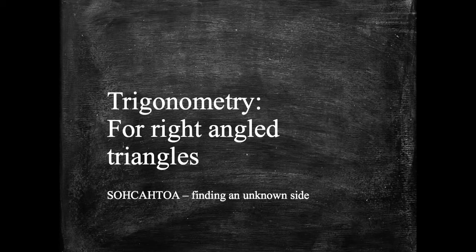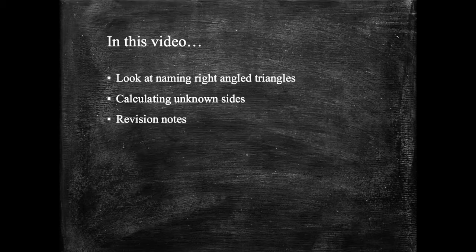Hi, in this video we're going to use trigonometry to find an unknown side of a right angled triangle. We're going to use something called SOHCAHTOA, which I'm sure you've seen already, but you might be unsure of how to use it. Hopefully these examples will help.